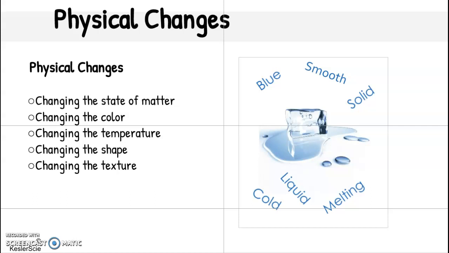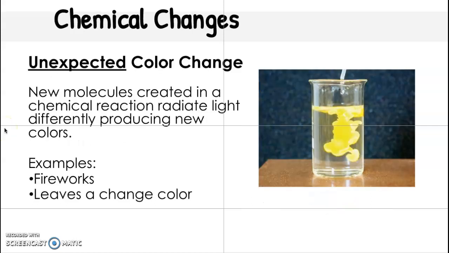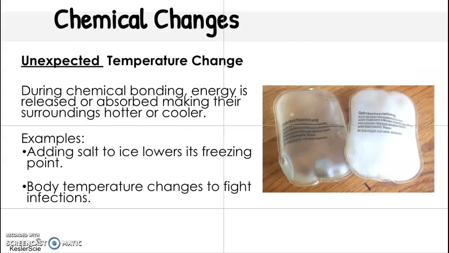Chemical changes. Unexpected color change. New molecules created in a chemical reaction radiate light differently, producing new colors. Examples: fireworks, leaves that change color in the fall. Those are chemical changes. Unexpected temperature change. During chemical bonding, energy is released or absorbed, making their surroundings hotter or cooler. Example: adding salt to ice lowers its freezing point. Body temperature changes to fight infections, when you have a fever because you're sick.